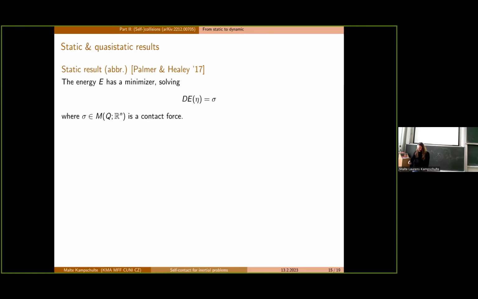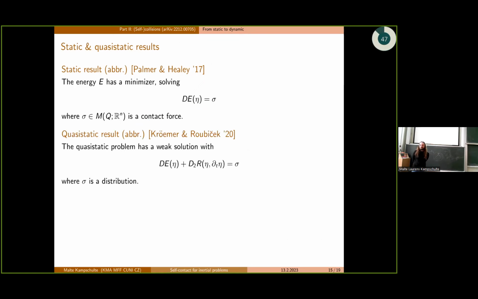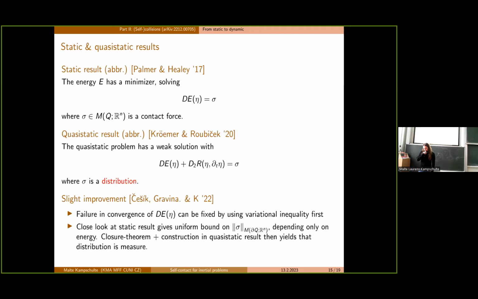And then I need to be really careful to say nothing wrong now that both people involved are in the audience. Stefan Krömer and Tomasz Rubicek extended this to quasi-static, where they say, okay, the quasi-static also works. But in their paper, what's left over is not a measure, but just a distribution. And I mean, the first thing we were able to do was to slightly improve this, which actually turns out not to be hard.